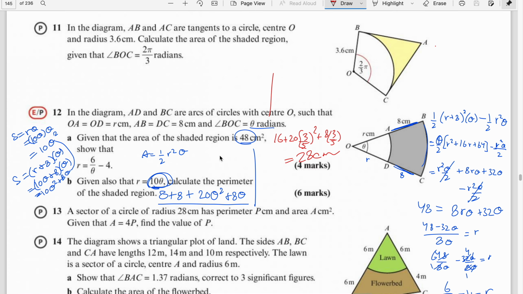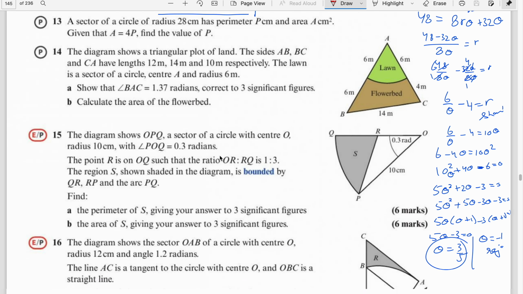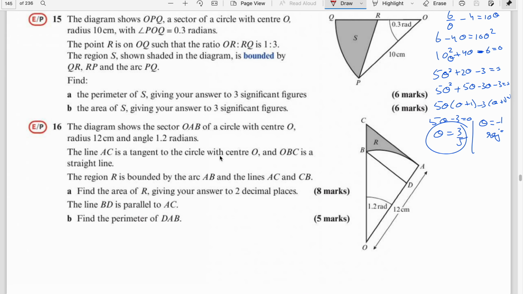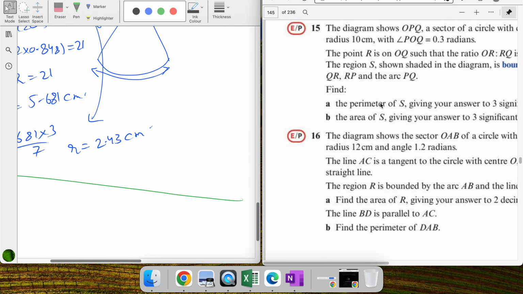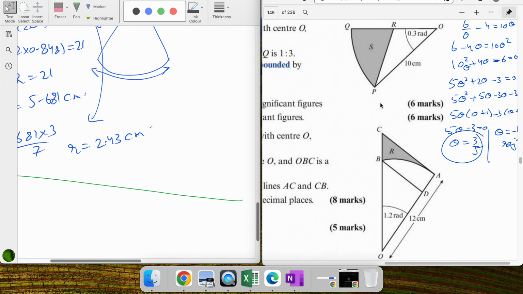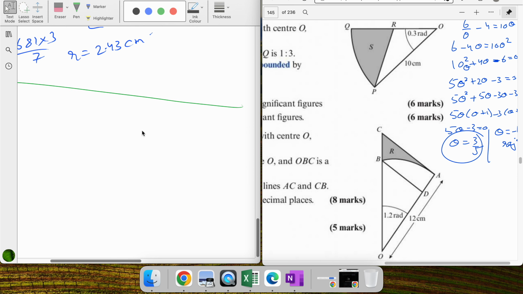Any confusion? Let me bring this out so we have more writing space. Question number 15. Quickly get this diagram here.